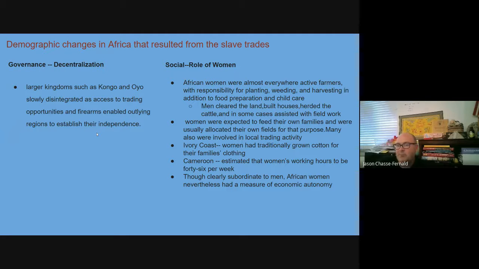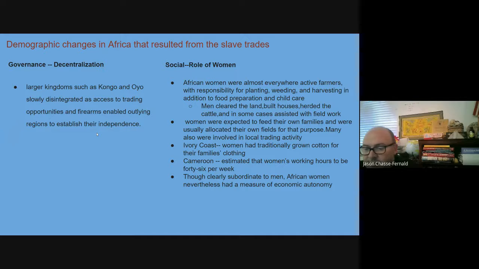African women were almost everywhere active farmers with responsibility for planting, weeding, and harvesting, in addition to food preparation and childcare. Men cleared the land, built houses, herded the cattle, and in some cases assisted with field work. Women were expected to feed their families and were also usually allocated their own fields for that purpose. Many were also involved in local trading activity.